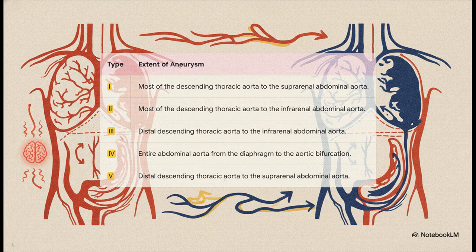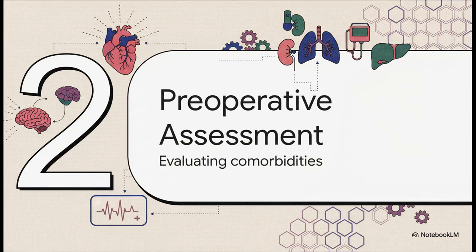There's also a type 5, which is sort of a mix. The key takeaway for us, the more aorta that's involved, especially with a type 2, the longer the clamp time, the greater the physiological storm, and, as we're going to see in a bit, the exponentially higher the risk of spinal cord ischemia. Right, so moving on to the preoperative phase.